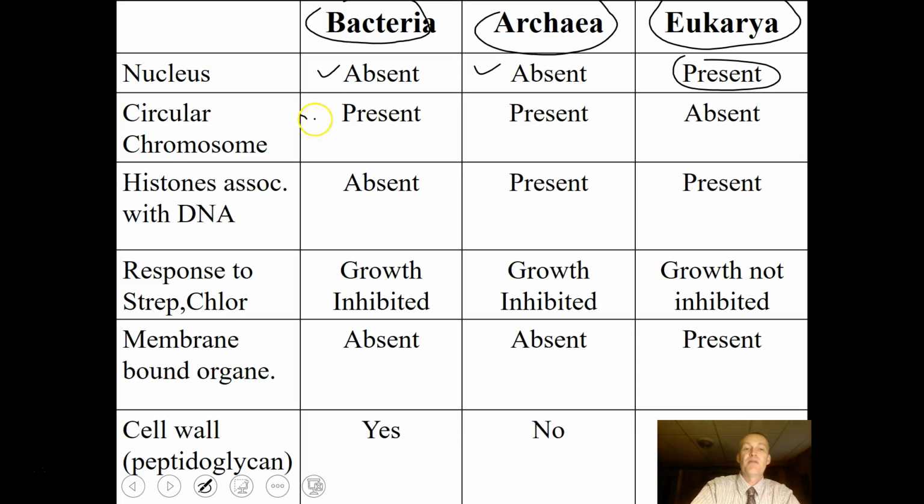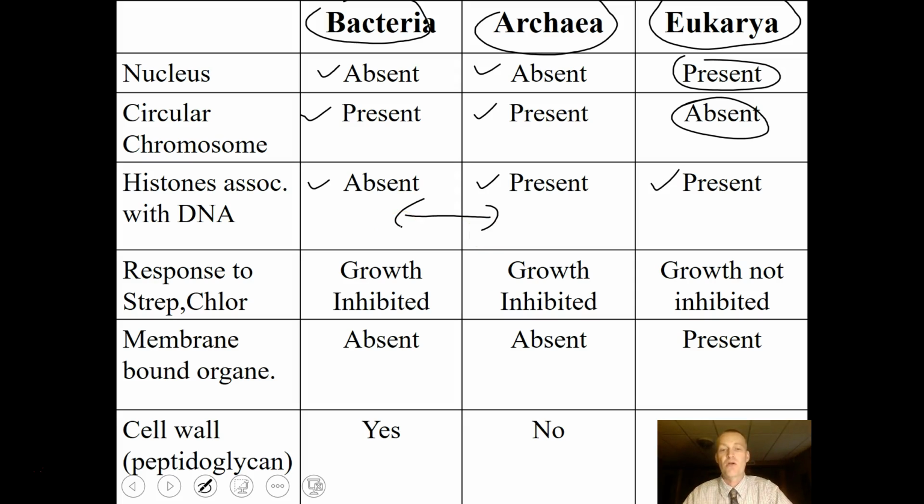Bacteria and archaea, our prokaryotes, have a circular chromosome, but eukaryotes do not have circular chromosomes. They have linear, line-like chromosomes. Histones are proteins that are associated with DNA, and bacteria do not have histones. Archaeans do have histones, and eukaryotes have histone proteins as well. So there are some differences between bacteria and archaeans. Even though they're both prokaryotes, there are differences between those two.